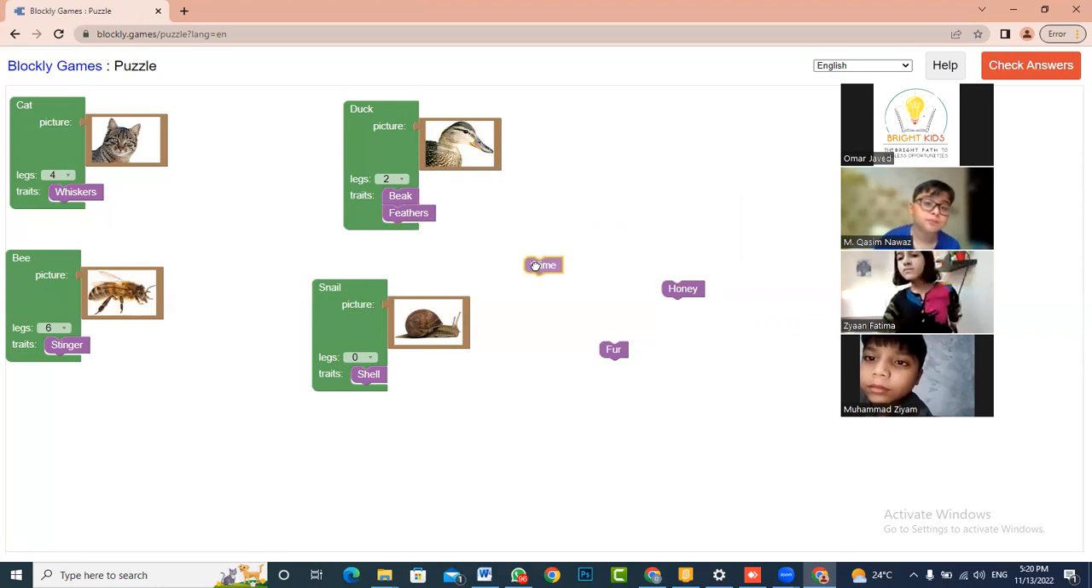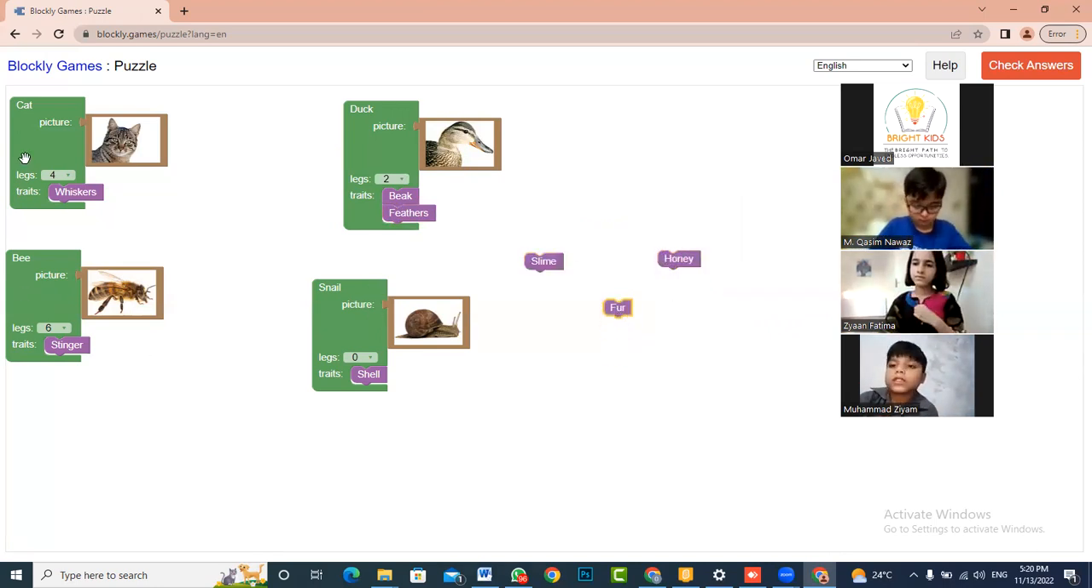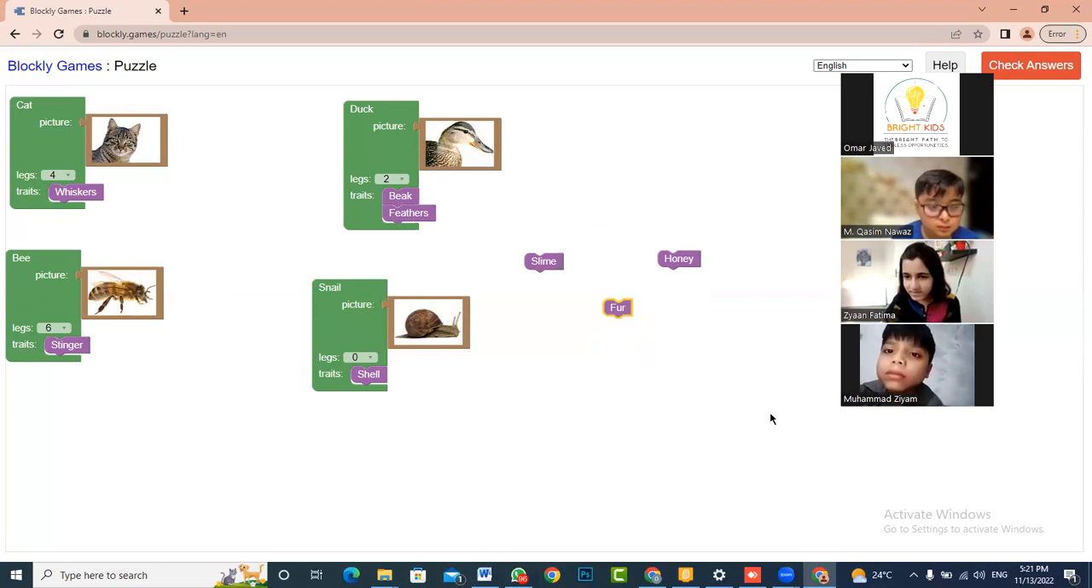Now we have 3 traits left and we need to put them at the right places. So who out of these 3 has honey? Who gives you honey? Does the snail give you honey? Does the cat give you honey? Or does the bee give you honey? My question is for Ziam. Ziam, unmute yourself first. Bee. So you attach this honey with the bee.